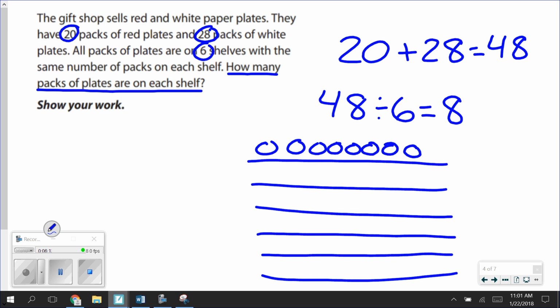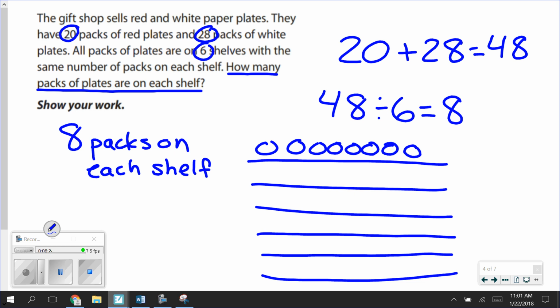So how many packs of plates are on each shelf? I would say 8 packs on each shelf. Okay?